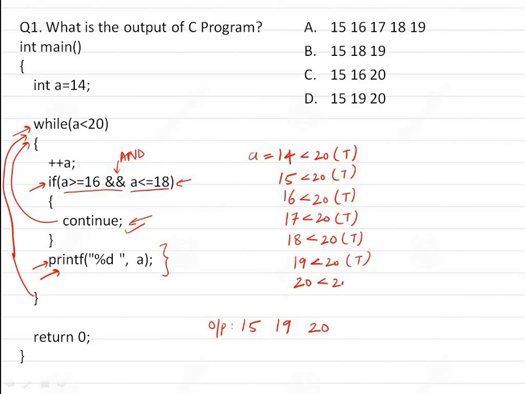Then finally in the last iteration we check whether 20 is less than 20, so this becomes false, and we exit from the loop. That is why the output is 15, 19 and 20. So the correct answer is D.